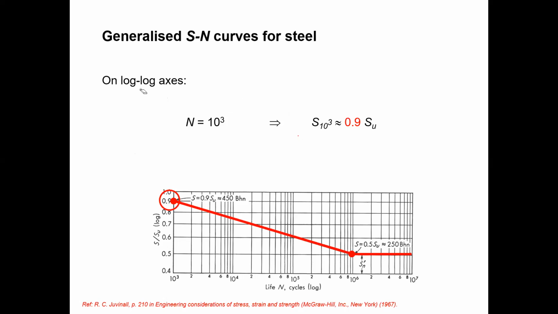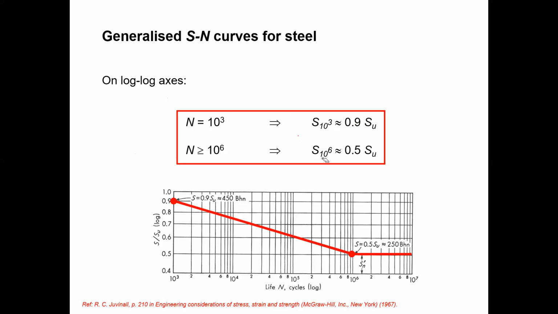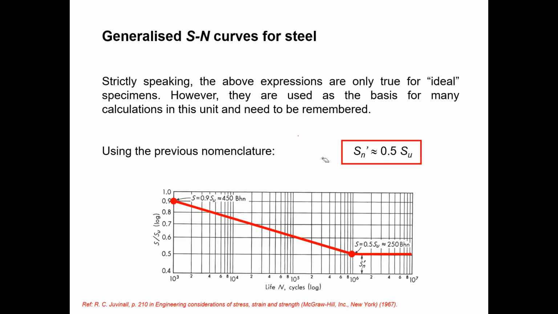As I told you, this is the first point, and this is the second point, that means the end point of this linear region. That is the 10 to the power 6 cycles, the endurance limit again. That nomenclature will be provided: the endurance limit is Sn prime. Okay, Sn dash is Sn prime. So it is approximately 0.5 times SU.